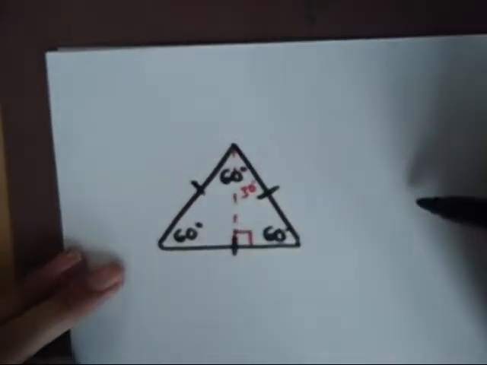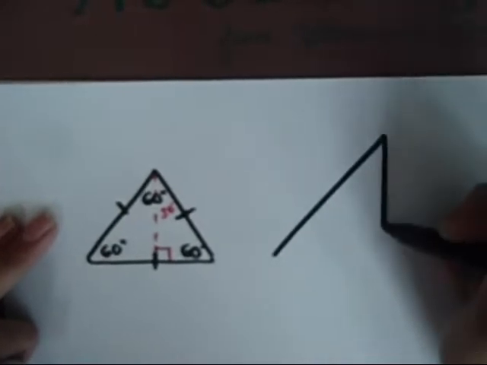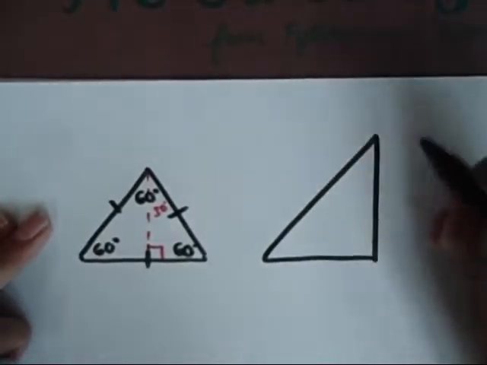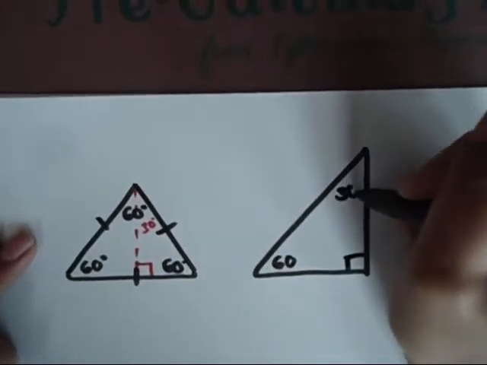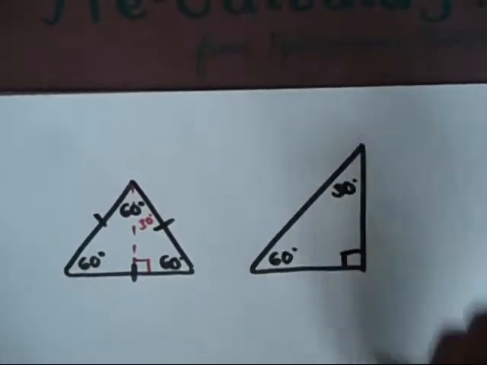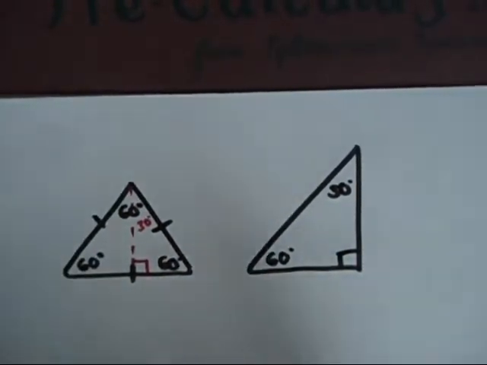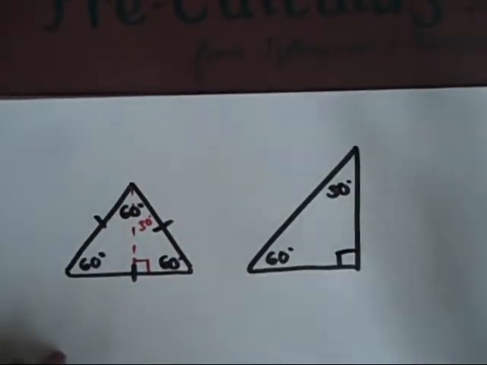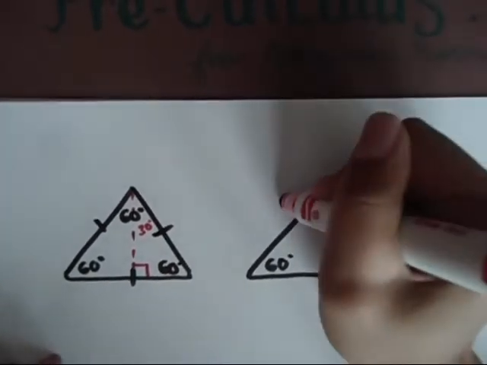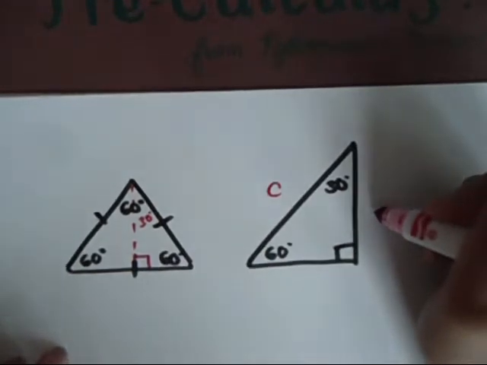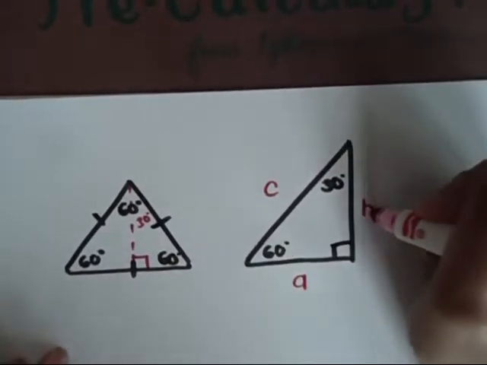Okay, so right here, let's look at one triangle. So we have our 90, our 60, and our 30. So Pythagorean's theorem would apply to this triangle as well. So this is C, and then this is A, and that is B.